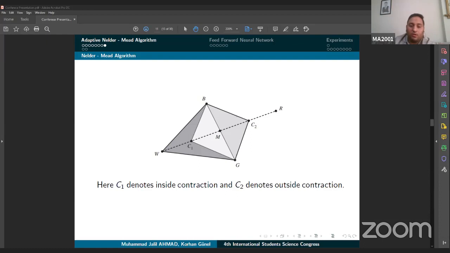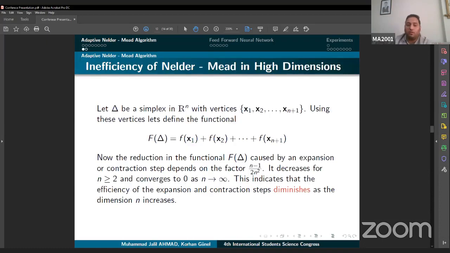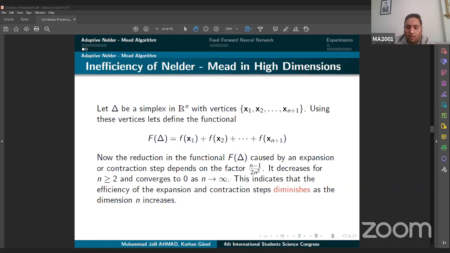So what is the problem? We can ask here, what is the problem with the Nelder-Mead algorithm? So consider our functional, which we defined here. The thing is, if we go to higher dimensions, the reduction of this functional hugely depends on this factor. And if we consider this factor, when we increase the number n, which is the dimension, then this factor converges to 0 as n approaches infinity. So that's the main problem with the Nelder-Mead algorithm.